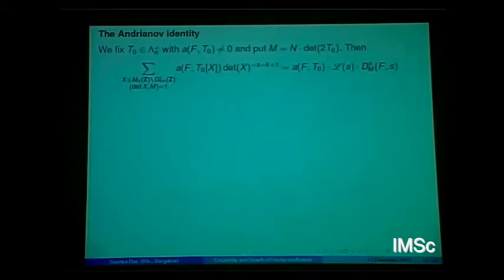The Andrianov identity is the following. You fix an element t_0 in Lambda_n^+ with a_f(t_0) non-zero. This can be done because your weight is a bit large, so you can always ensure such a t_0 exists. Then the Andrianov identity says that if you sum over the Fourier coefficients and make a Dirichlet series like this, it will give you essentially the standard L functions, but up to some factors. That L_S, even though it doesn't affect our calculations, is a product of L functions. Okay.